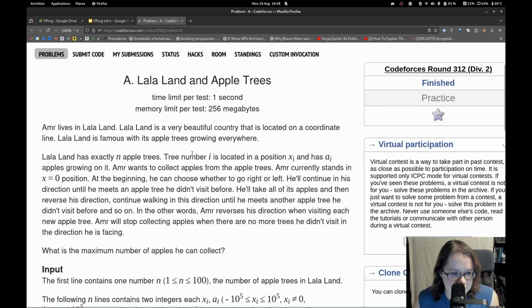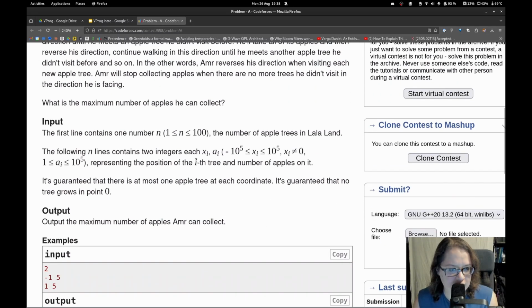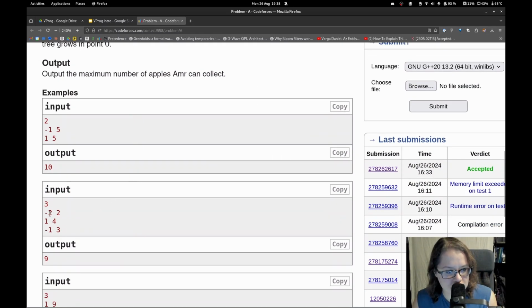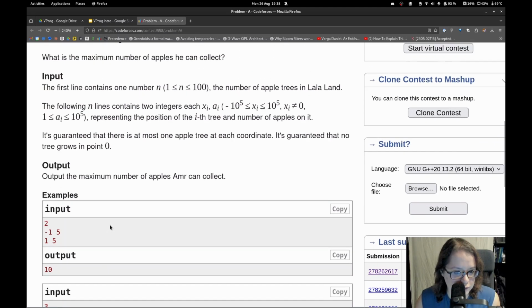So we have a description. Here goes. Emma lives in La La Land. La La Land is a very beautiful country. It's located on a coordinate line. It's famous for its apple trees growing everywhere, and it has exactly n apple trees. The ith one is located at position xi, and it has exactly ai apples. These are numbers that are coming on the input. Later on you will see examples of such inputs for this exercise.